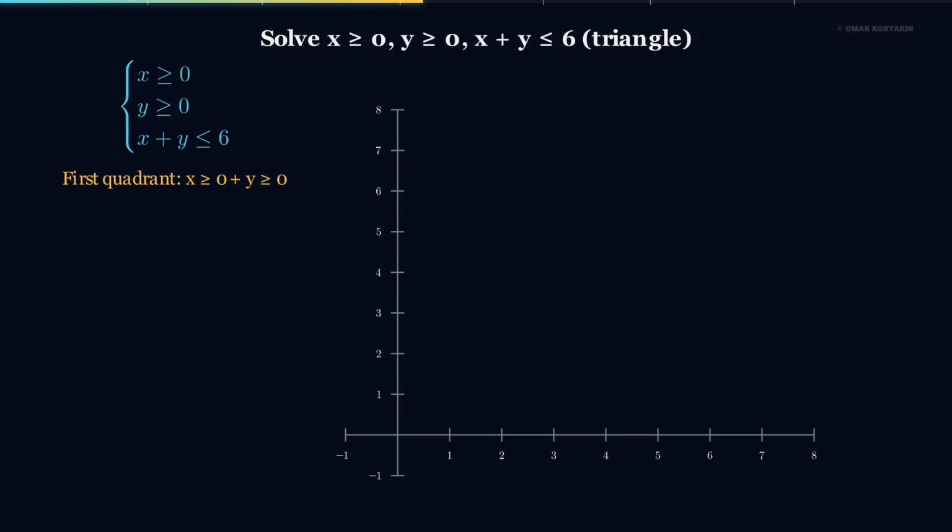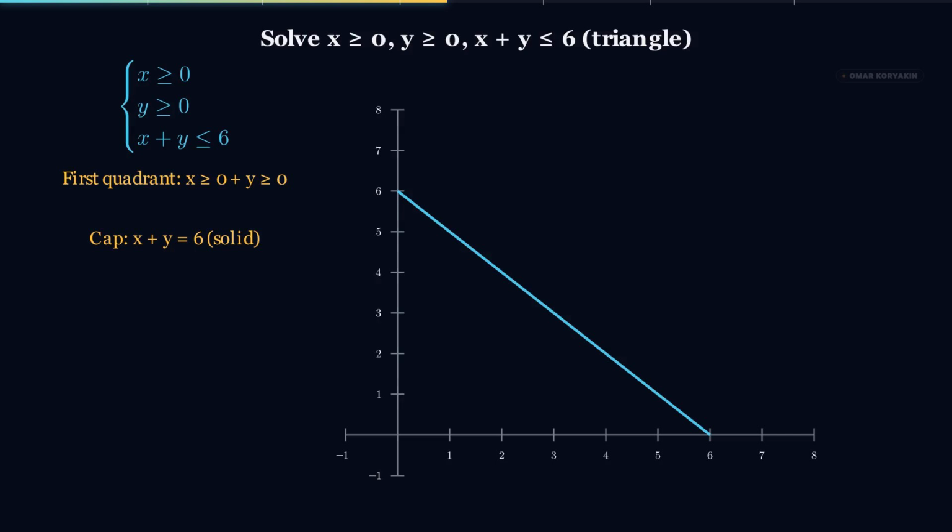Step 1. Graph each inequality. X greater than or equal to 0 is the right half plane bounded by the y-axis. Y greater than or equal to 0 is the upper half plane bounded by the x-axis. X plus y less than or equal to 6 has boundary line through 6, 0 and 0, 6, with the half plane below containing the origin. All three inequalities are non-strict, so all three boundaries are solid lines.